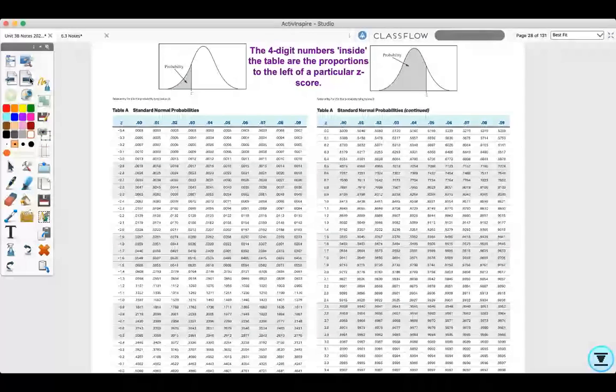So the 4-digit numbers within this table are the proportions to the left of the z-score. Here I have the z-score, and the shaded area to the left. Say, for example, I needed to find the shaded area to the right of the z-score. I would have to take 1, since the area underneath our curve is 1, and subtract this side if I needed to find the area to the right. So let's go through some problems that are already standardized for us so that we can learn how to use the table before moving on to using the calculator to find the area.